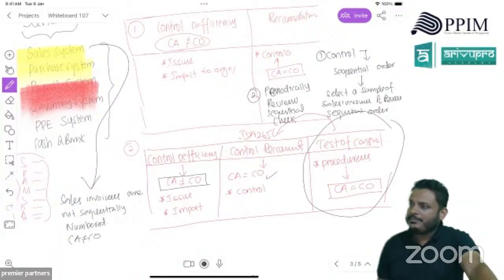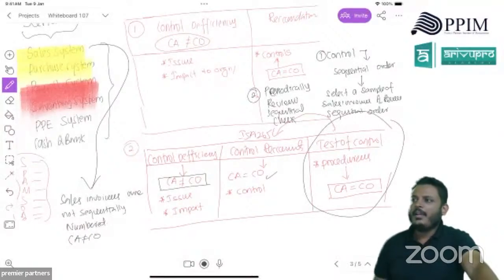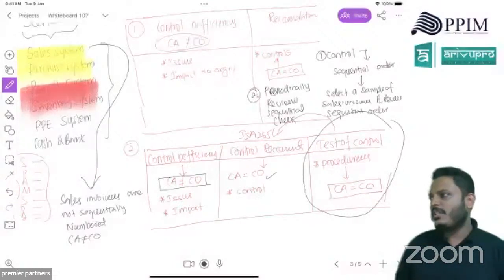Third procedure, I can inquire from management how frequently you are performing the sequential check. Now Afzal, procedures understood?